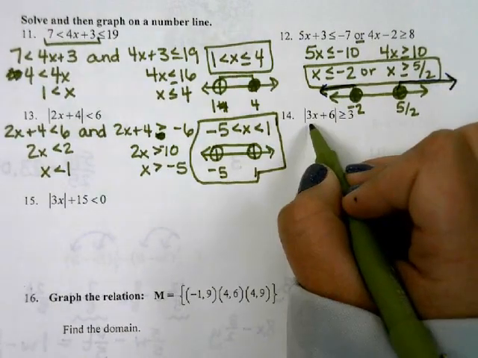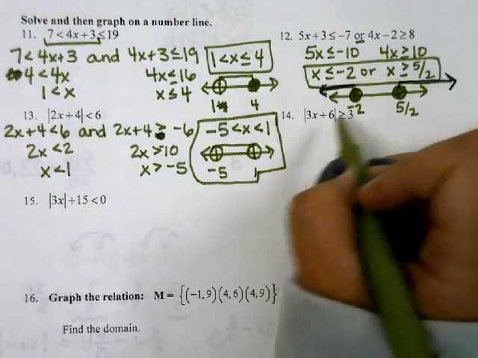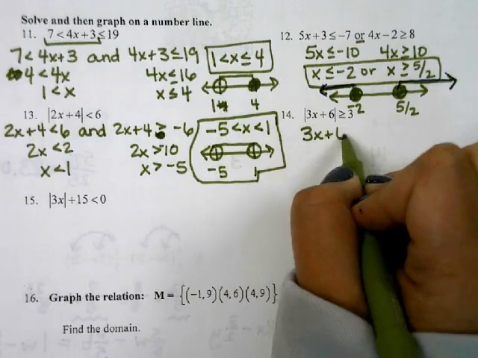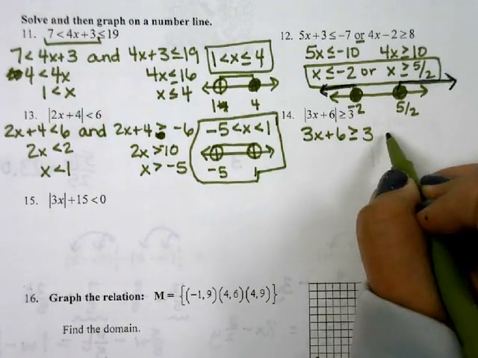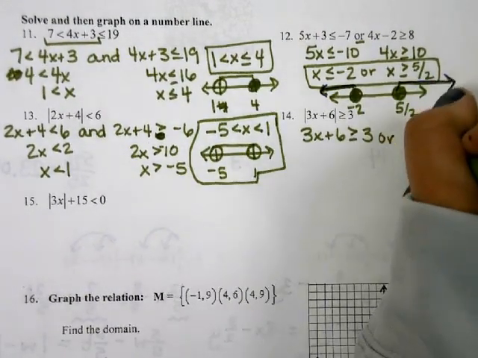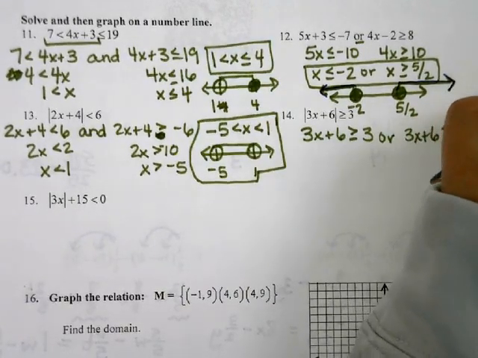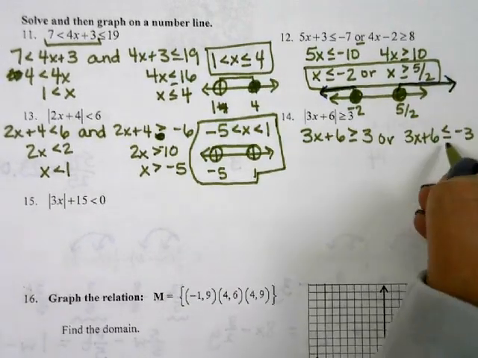Number 14, I'm going to distance greater than or equal to 3. So 3x plus 6 is greater than or equal to 3, or 3x plus 6 is less than or equal to negative 3. Make sure you flip both.